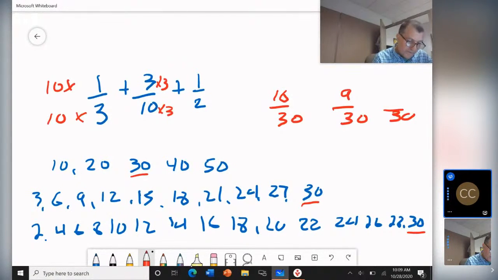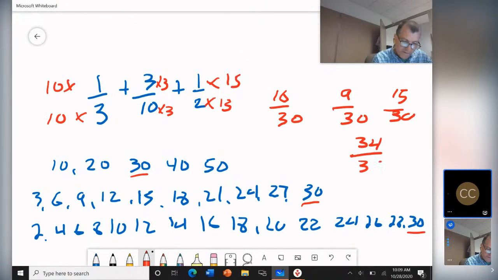And then 2 goes into 30 15 times. 2 times 15 and 1 times 15. Then it's just 10 plus 9 is 19, plus 15 is going to be 34 over 30. And that would be your answer.